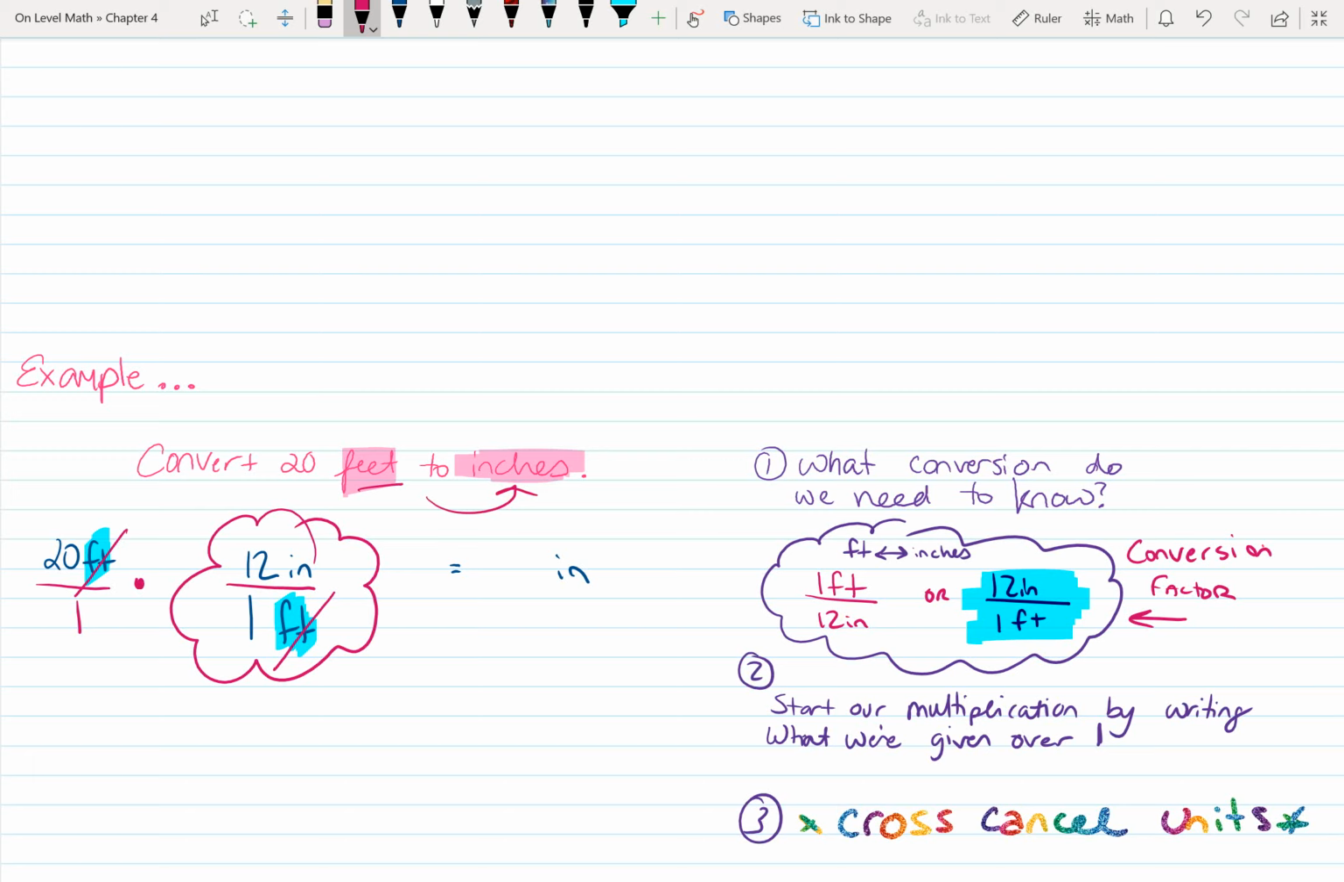That's our end goal. And then we just need to multiply like normal, multiply straight across. So 20 times 12, so 2 times 12 is 24, right? So 240 inches over 1, because 1 times 1 is 1, or just simply 240 inches. And that would be our final answer.